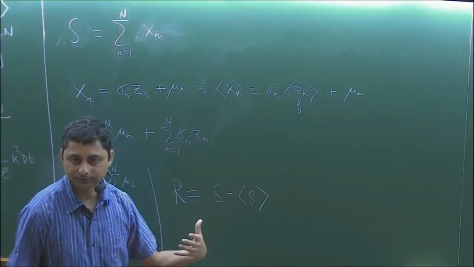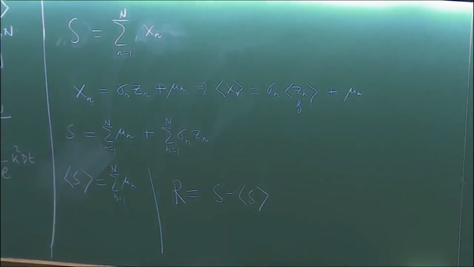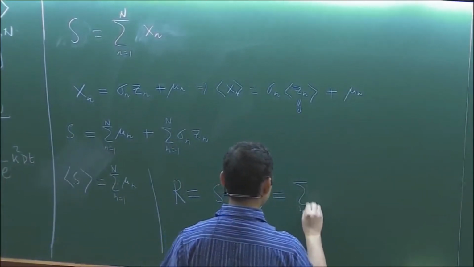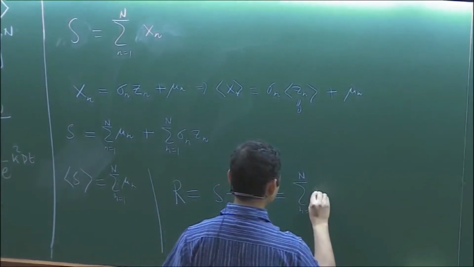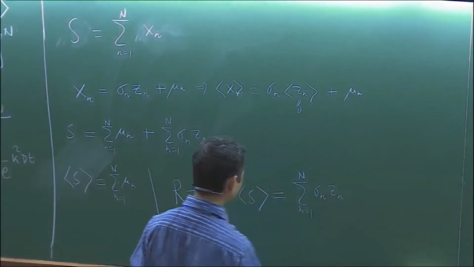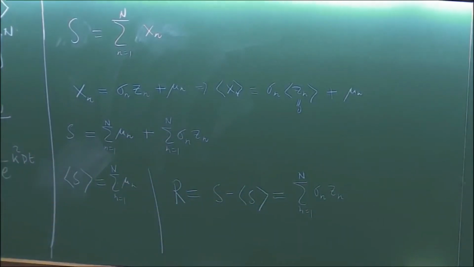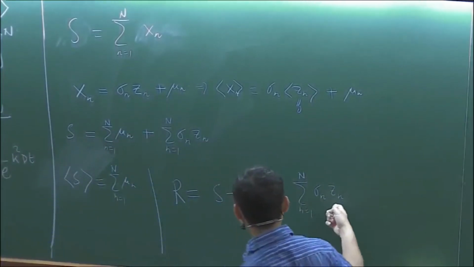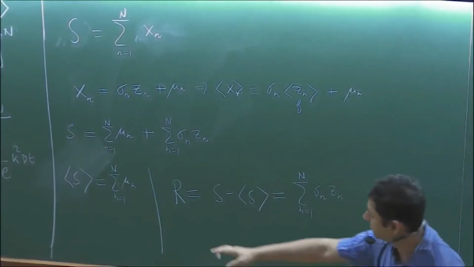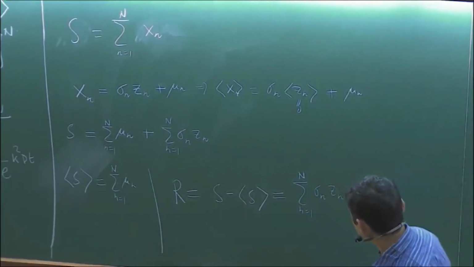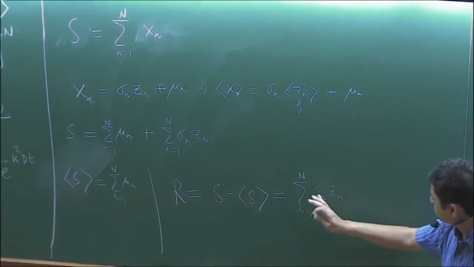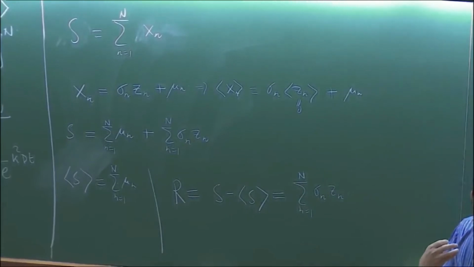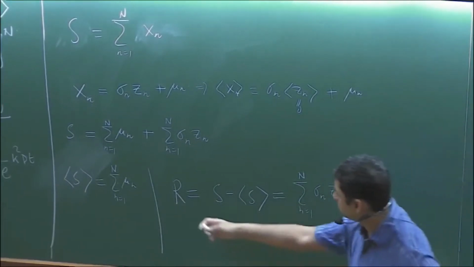That is just a shift, right? So what is R now? R is just the sum of sigma n Zn. So now I want to find out the properties of this random variable. I have already scaled out this variance. So now, if Zn's are drawn from a Gaussian distribution, what is the distribution of R?